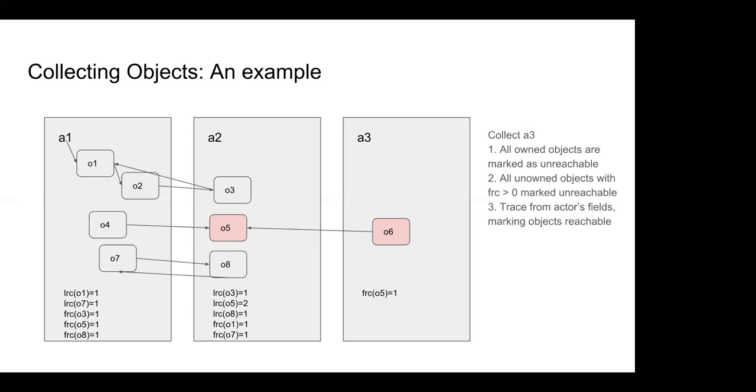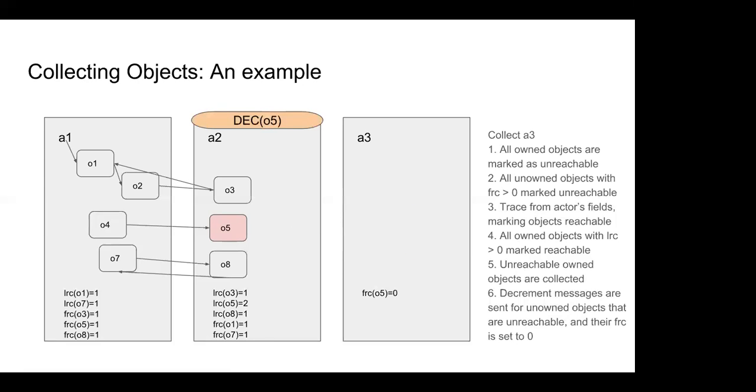Then we trace from the actor's fields marking objects as reachable. The actor doesn't have any fields that reference 06, so there's nothing to mark here. All owned objects with a local reference count of greater than 0 are marked as reachable. We don't have any local reference counts here, so 06 has a local reference count of 0 and is not marked reachable. Once we get to that point, all unreachable owned objects are collected. So for A3, 06 is still unreachable, and it collects 06.